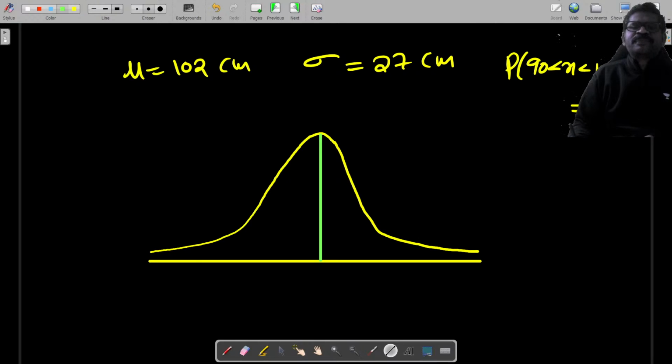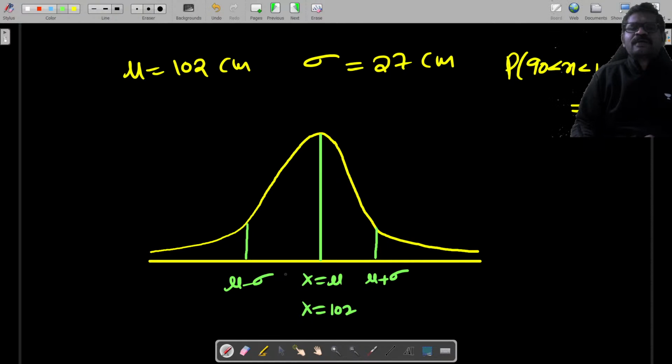This is the mean line. X equal to mu is nothing but here 102. This is mu plus sigma. Mu minus sigma. Mu minus sigma means 102 minus 27, which is 75. Mu plus sigma is 129.